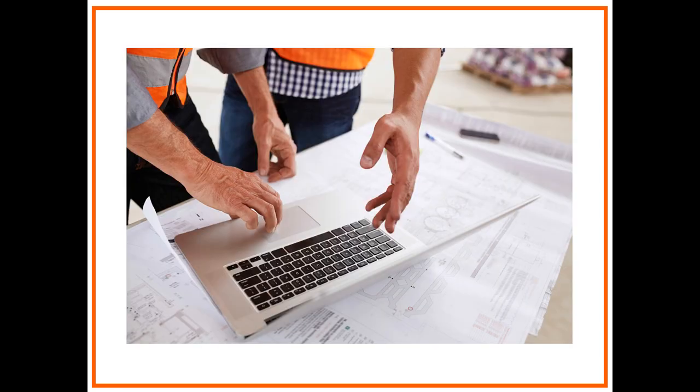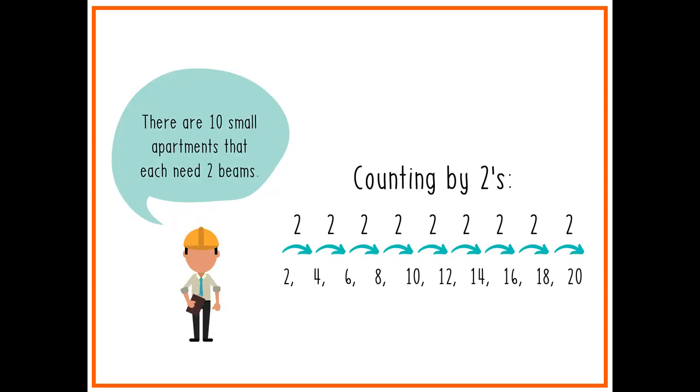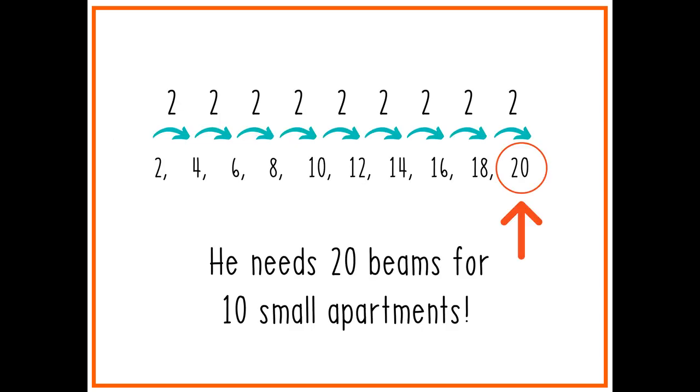Clark decides to use skip counting to count how many beams he needs for the small apartments. He knows that there are 10 small apartments that each need 2 beams. He decides to skip count by 2s. He counts 2, 4, 6, 8, 10, 12, 14, 16, 18, 20. He needs 20 beams for the small apartments.